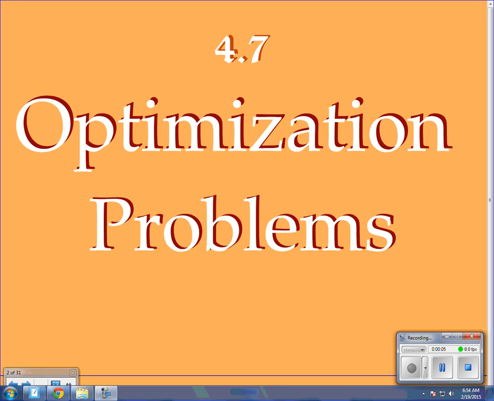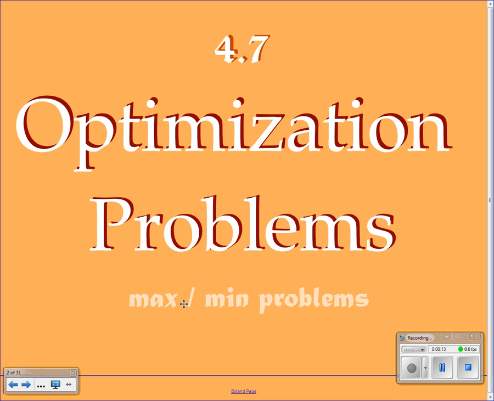This video is going to cover section 4.7 in our calculus textbook. It's entitled Optimization Problems. Optimization problems are commonly referred to as max-min problems as well. These are problems you would have solved in pre-calculus, except you would have used your calculator. Now we're going to use calculus.